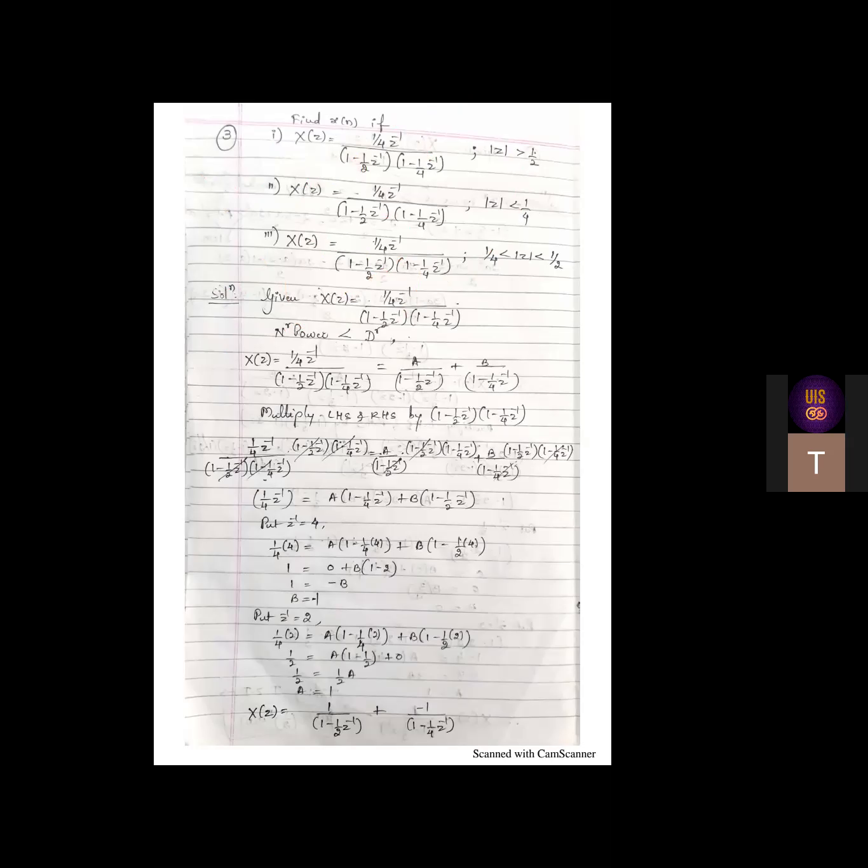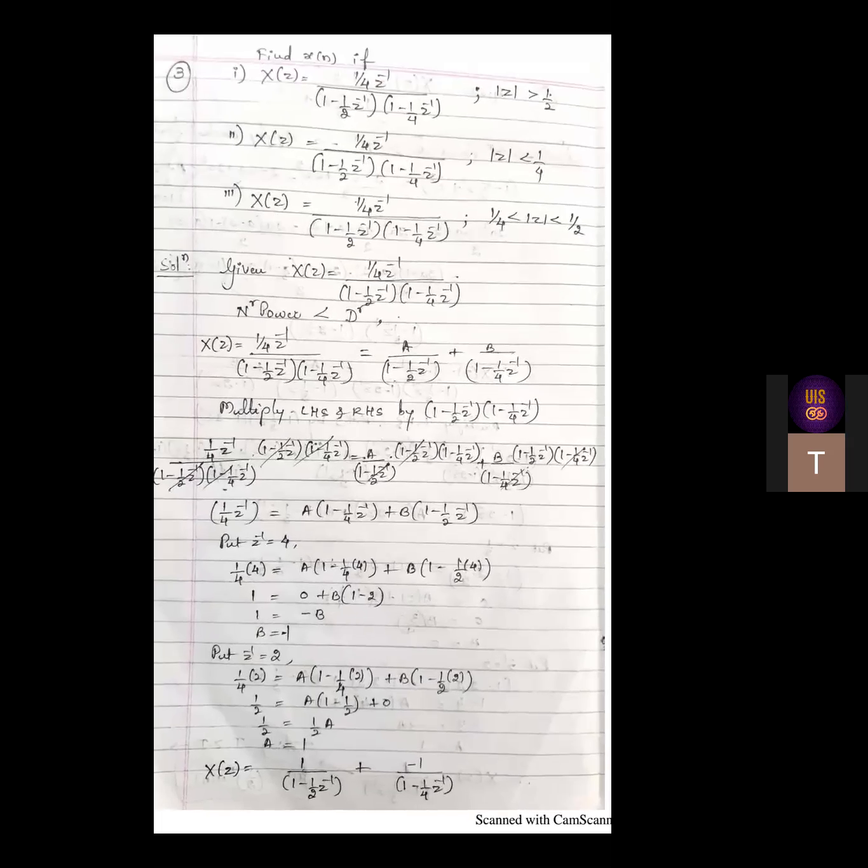This is the given question. We need to find x of n, the sequence x of n, when x of z is given to you. The question looks a bit bigger. We have three sub questions there. However, if you apply the partial fractions, only based on the ROC, you need to decide the sequence x of n. We have three sub bits, but it is very simple. Let us try solving it.